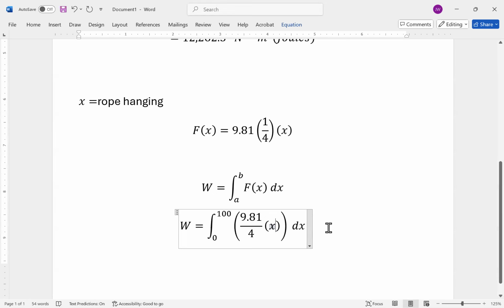And obviously, we're going to integrate the amount of rope hanging varies from 100 meters hanging to 0 meters hanging. If I want to get a positive value, then I actually start with the 0 and end with the 100.